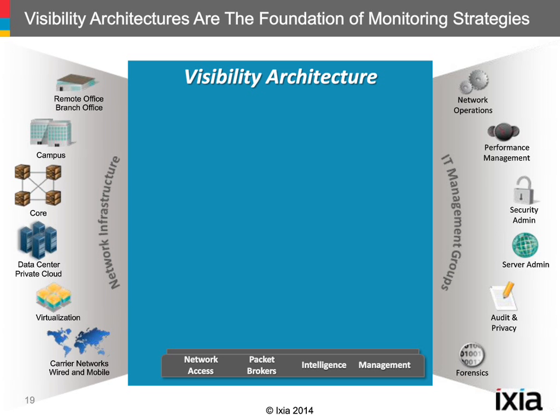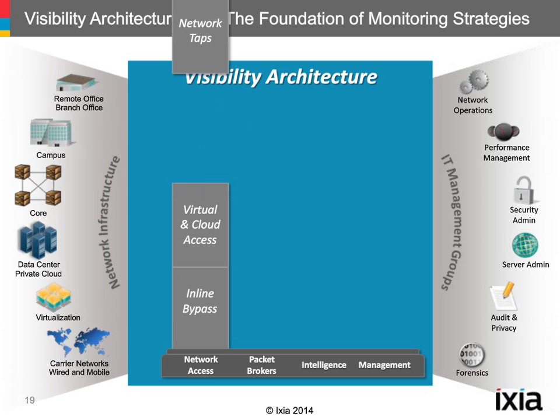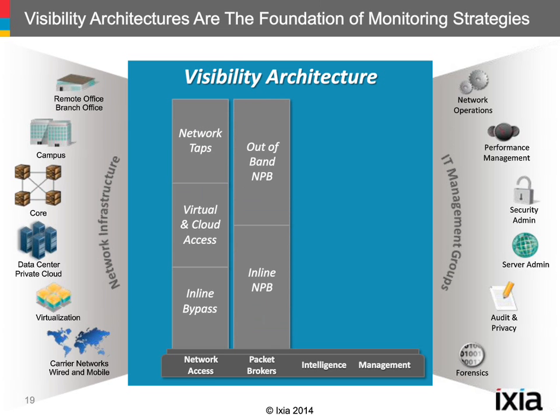The solution architecture starts with the access layer, and then onto the network packet broker layer. Do you need inline detection or out-of-band monitoring solutions? These products form the infrastructure part of the visibility architecture and focus on layer 2 to layer 4 of the OSI model.